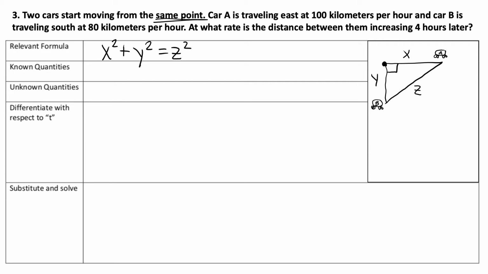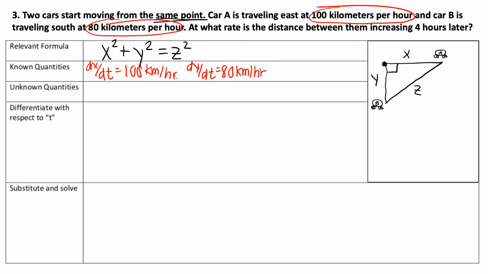So this says car A is traveling east at 100 kilometers per hour. Kilometers per hour is how it's changing, so that's actually my derivative. So that's telling me my dx/dt is 100, using my units, kilometers per hour. And then car B is traveling south at 80 kilometers per hour, so that's going to be my dy/dt. And then we are looking for the rate that the distance between them is changing, so we want to find dz/dt.